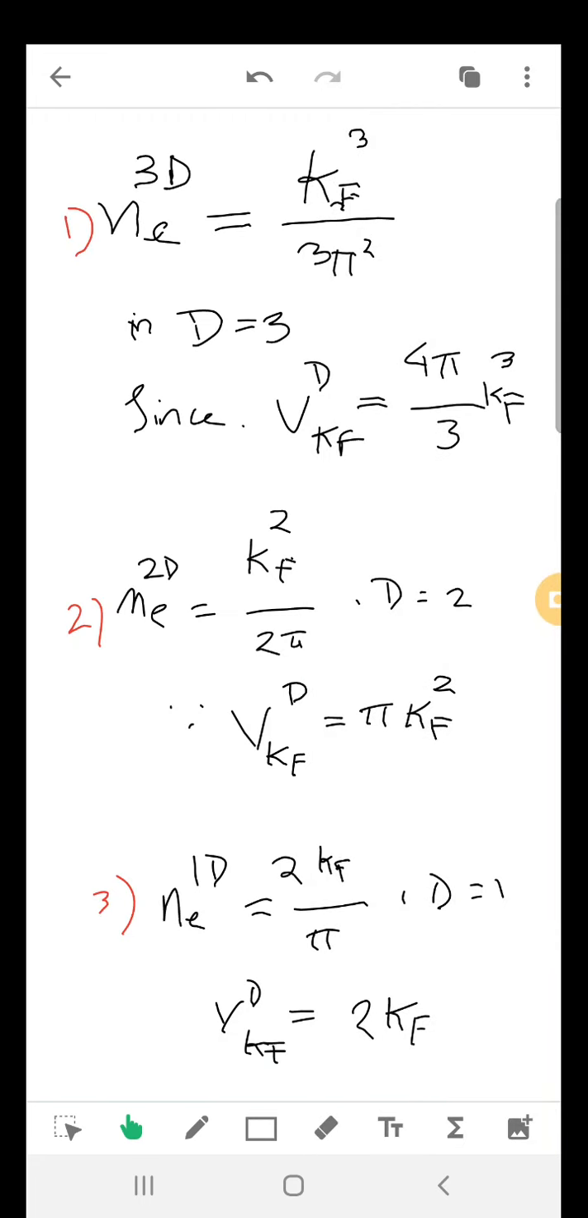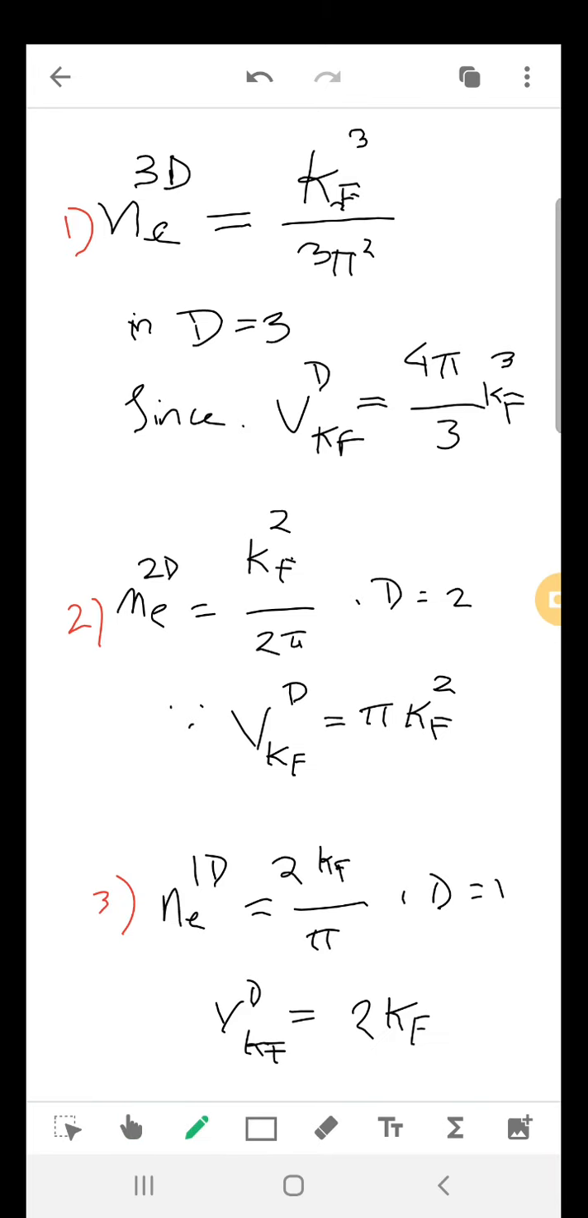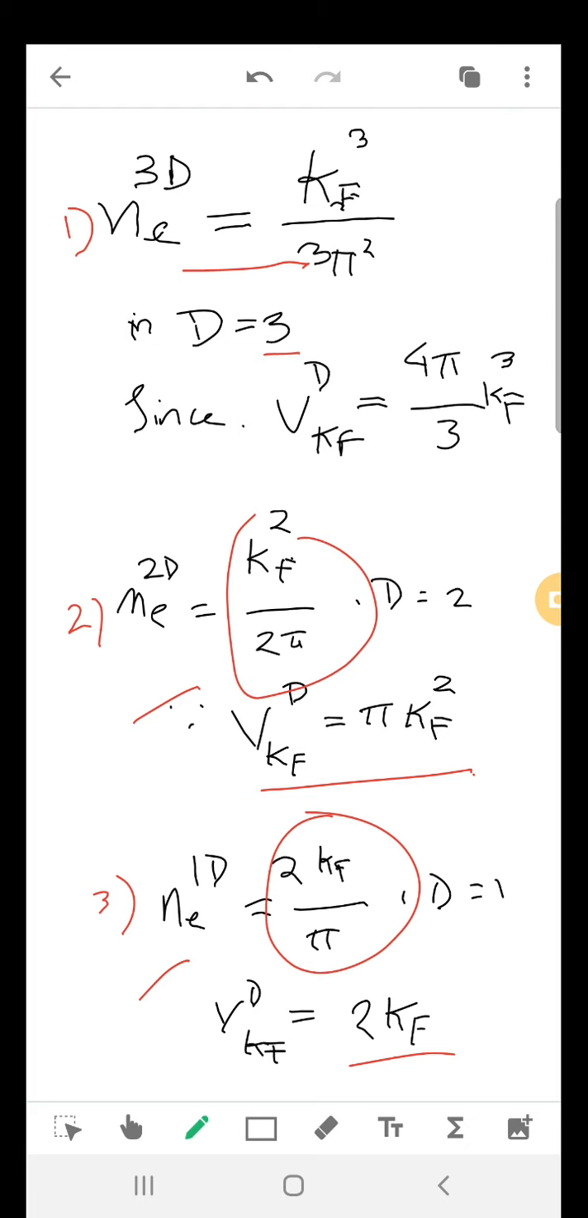Now for the case of the electron density in 3D, we have 4/3 pi k_F cubed. So if we place this in, we get the electron density as this value, and this is for d equal to 3. Similarly, for the case of 2D, it is the area pi k_F squared, and for 1D it is the length 2 k_F. So these are the following electron densities.